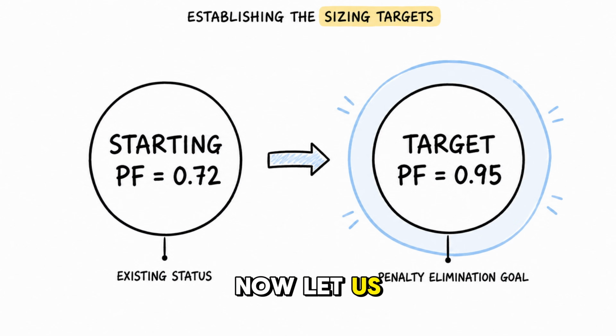Now let us calculate exactly how much kVAR the factory from the opening needs to correct its power factor from 0.72 to the target of 0.95 and eliminate the utility penalty.